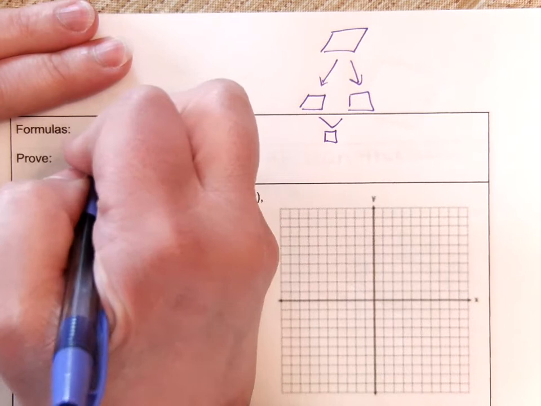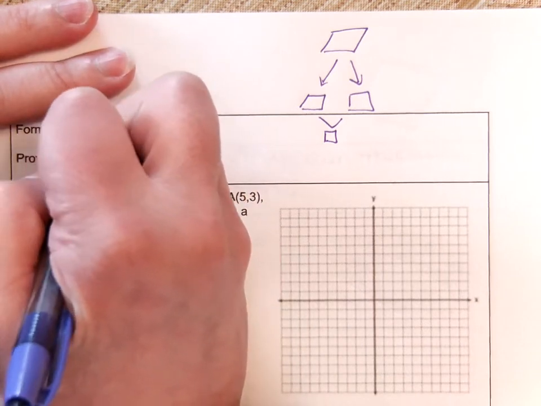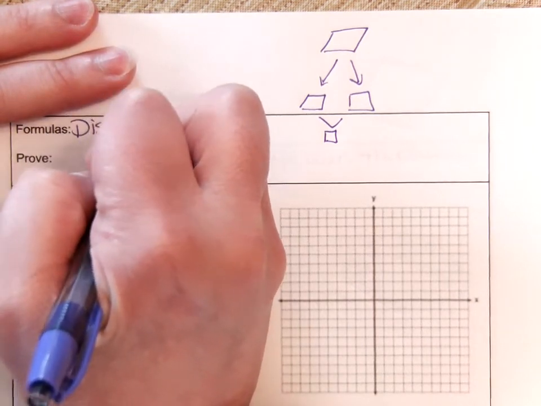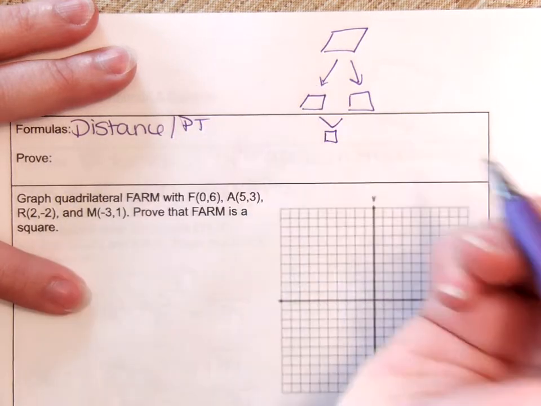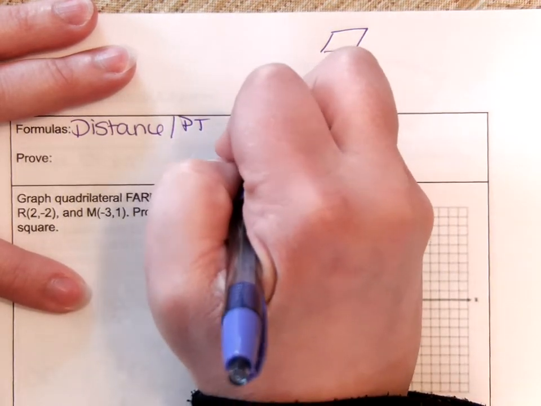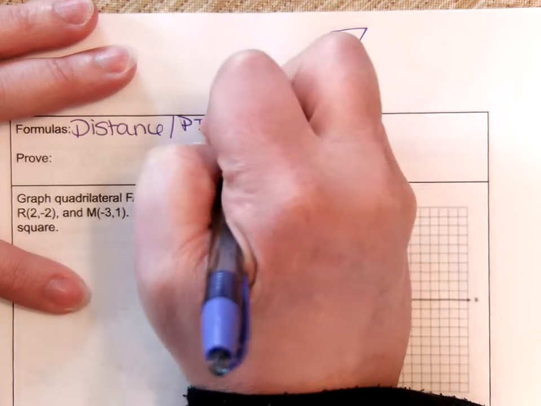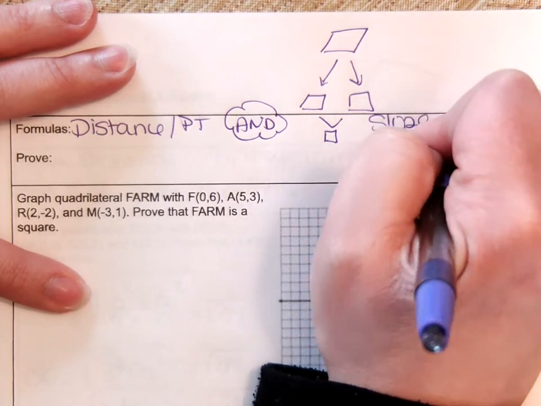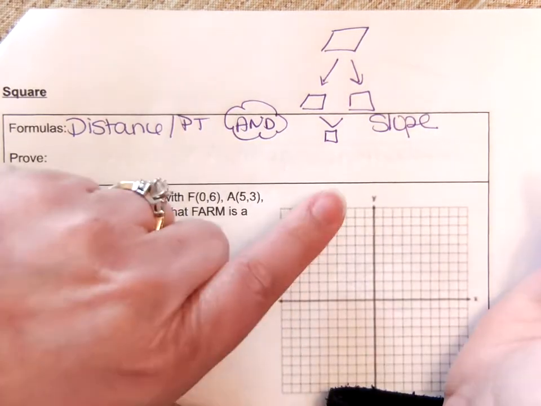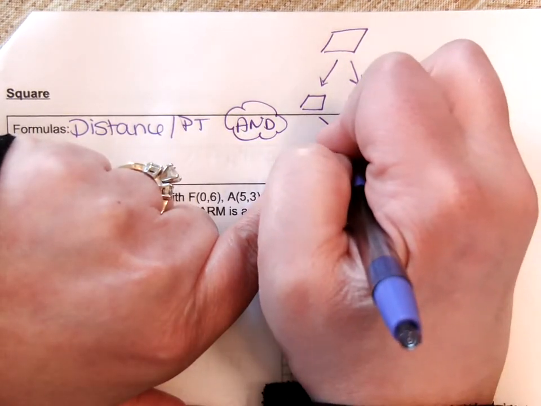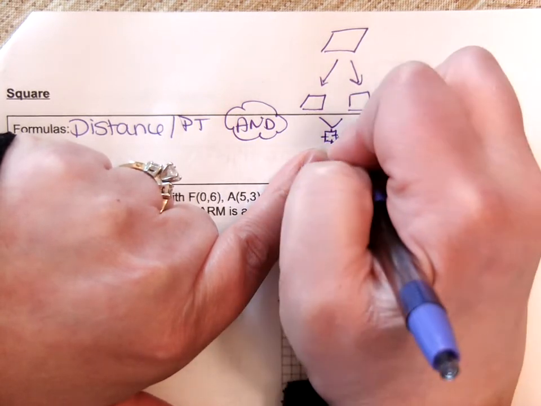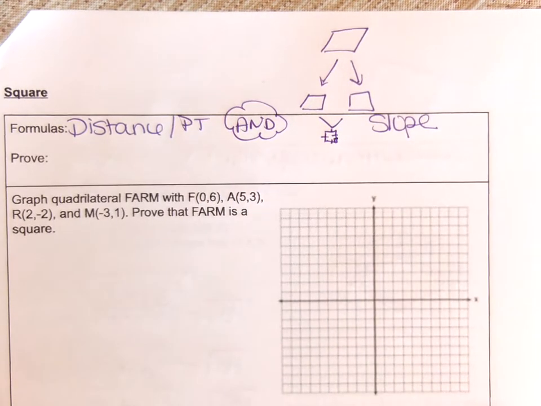We're going to have to do our distance or Pythagorean theorem and slope because we want to show that all four sides are the same length and we have to show that it has a right angle. Okay, so here we go.